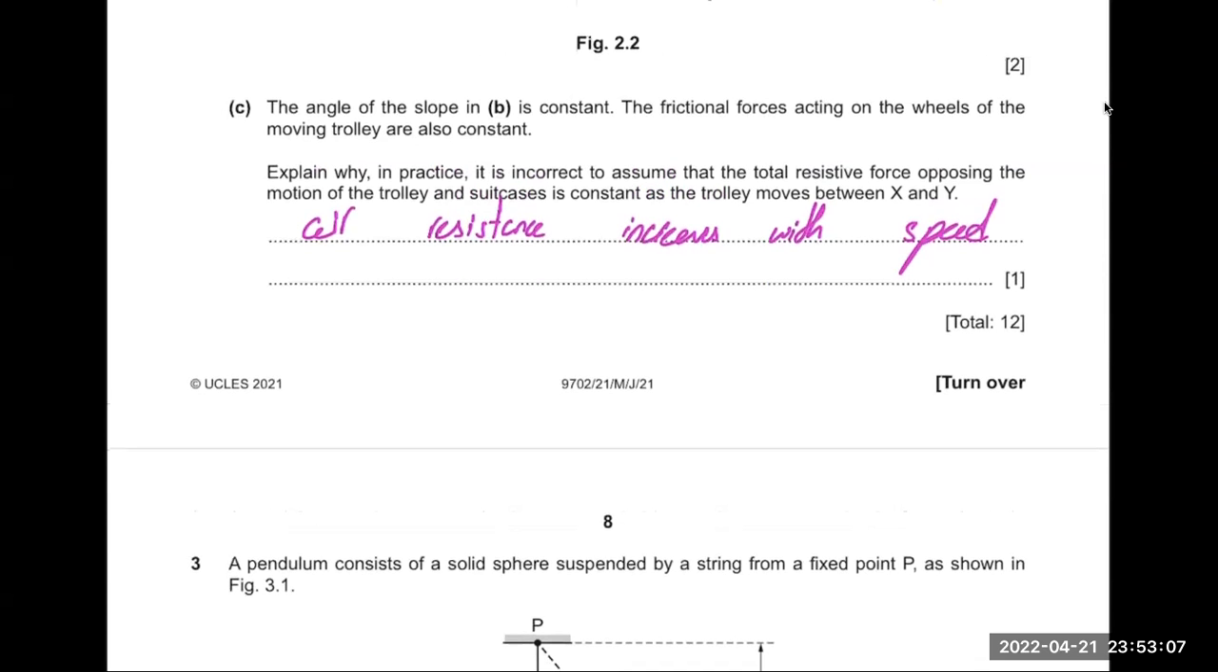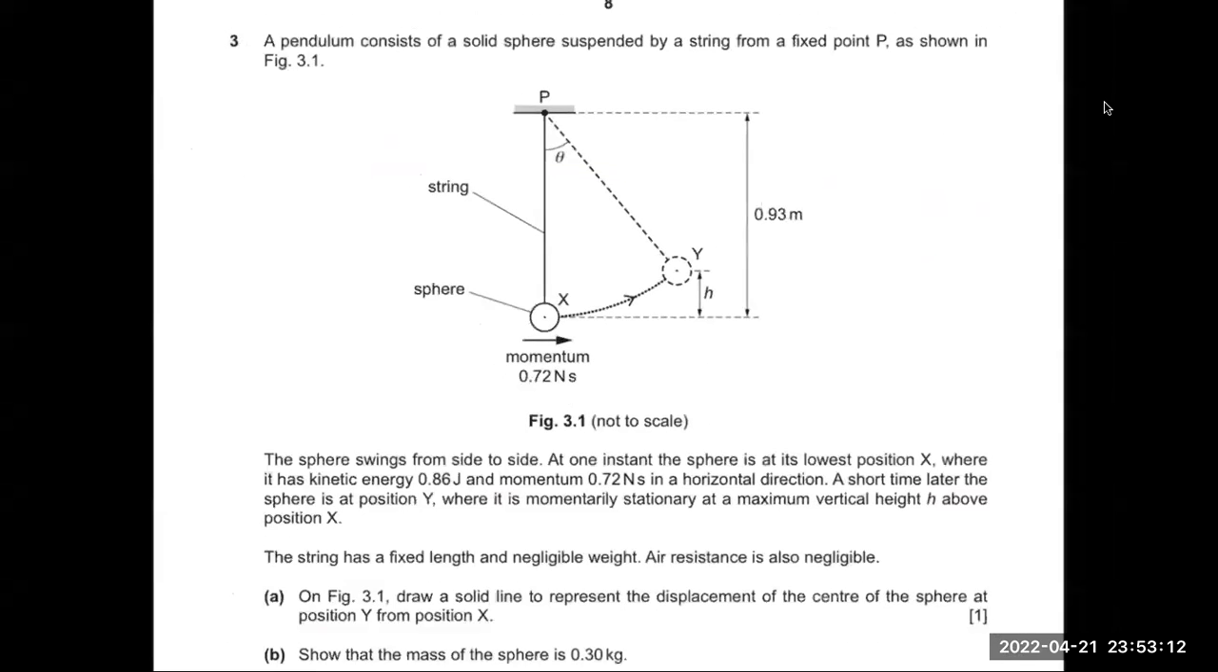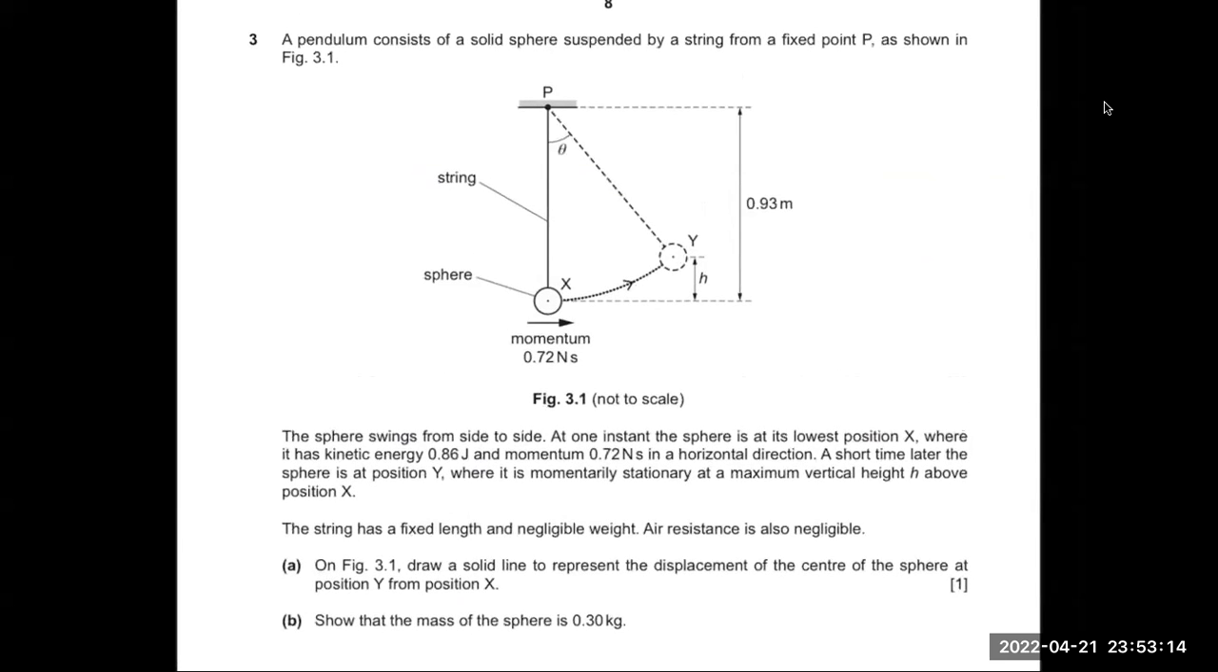That's question number 2. Moving on to question 3. A pendulum consists of a solid sphere suspended by a string from a fixed point P as shown in figure 3.1. The sphere swings from side to side. At one instant, the sphere is at its lowest position X, where it has a kinetic energy of 0.86 joule and momentum of 0.72 Newton second. So at the lowest point, the kinetic energy is 0.86 and the momentum is 0.72.